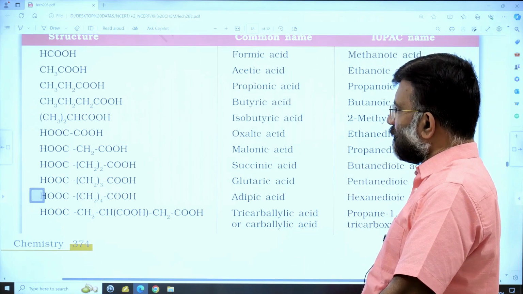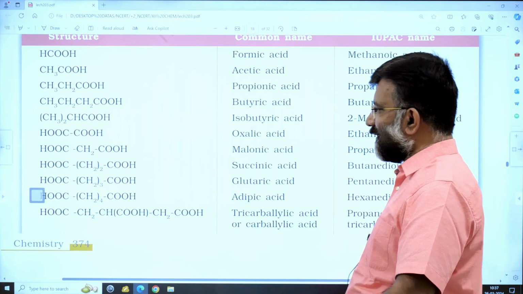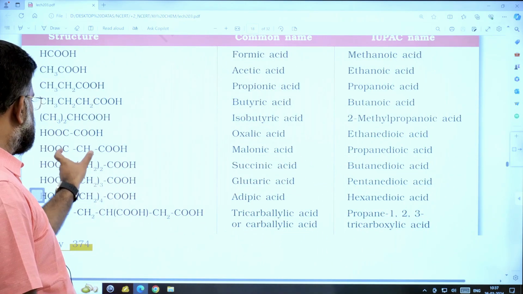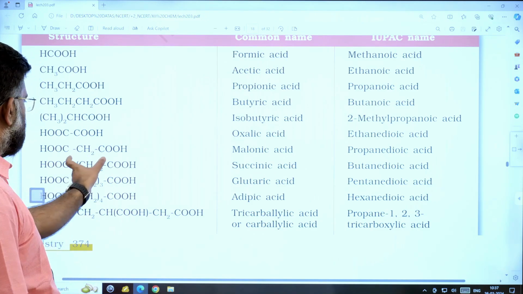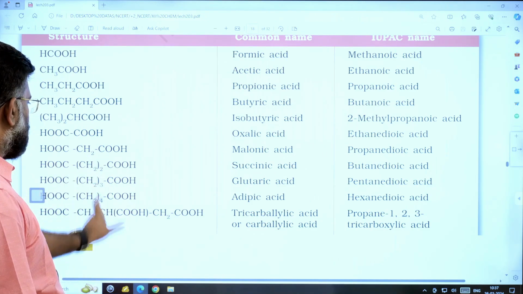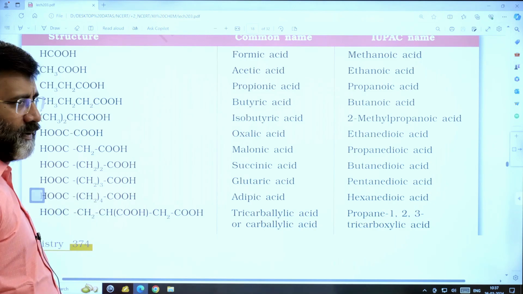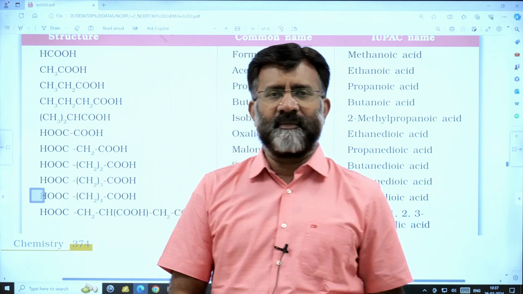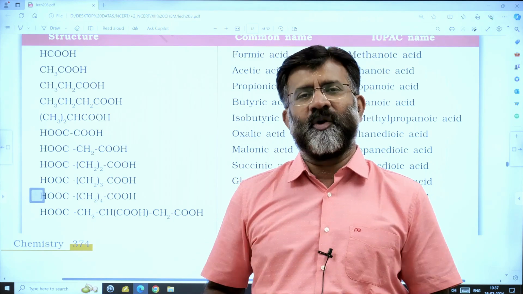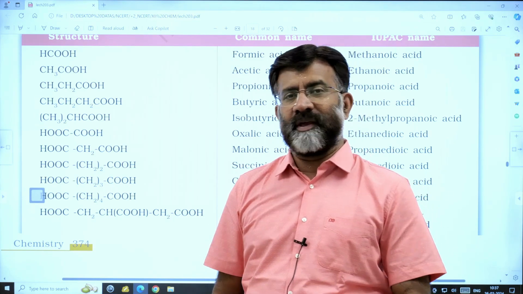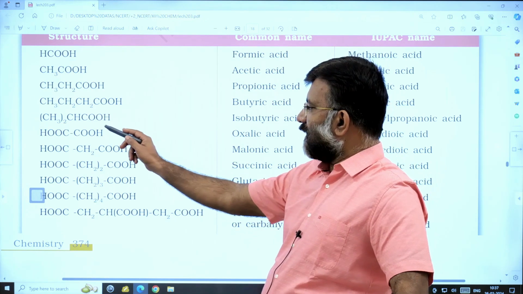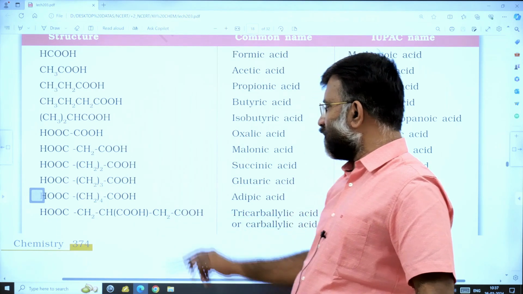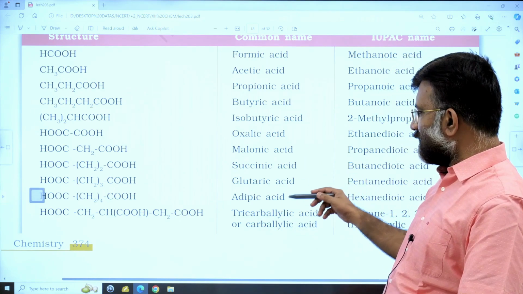Butyric acid, isobutyric acid, oxalic acid. Next member malonic acid. Next member succinic acid. Next member glutaric acid. Next one adipic acid. So if you start from oxalic acid, which is a dicarboxylic acid, the next homologue is malonic acid. This is oxalic acid, 1 CH2 extra, malonic acid, 2 CH2, succinic acid, glutaric acid, adipic acid.